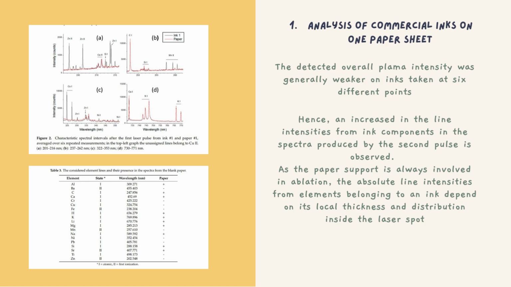Analysis of commercial inks on a piece of paper. The spectra shown is taken from the first black ink and the blank paper. From there, the paper contains a high amount of calcium due to calcium carbonate, which is a paper filler. Other than that, the paper contains silicon and aluminium. The analytical lines used for monitoring the elements characteristic for papers and inks are listed in Table 3.